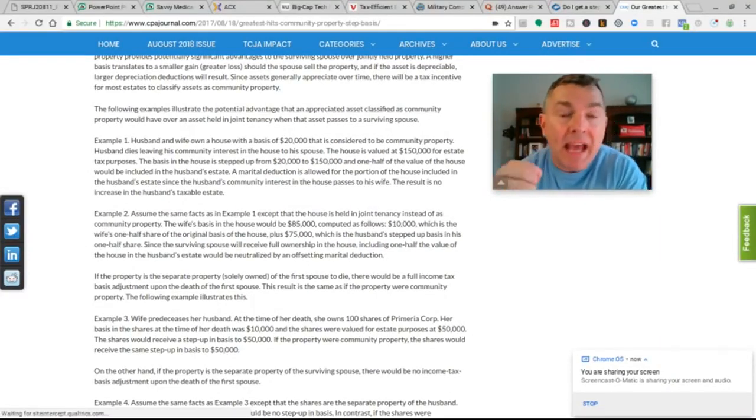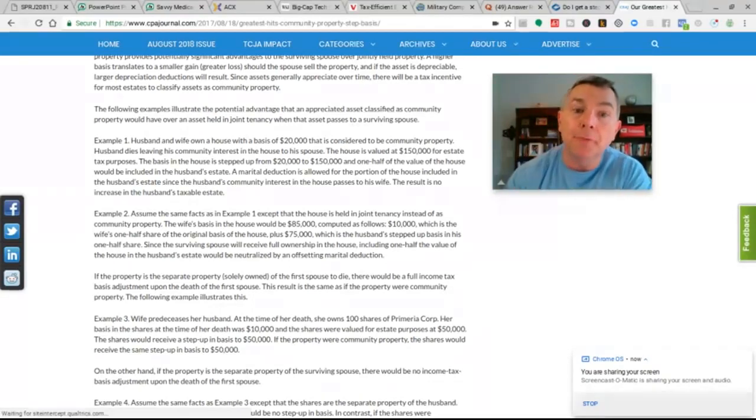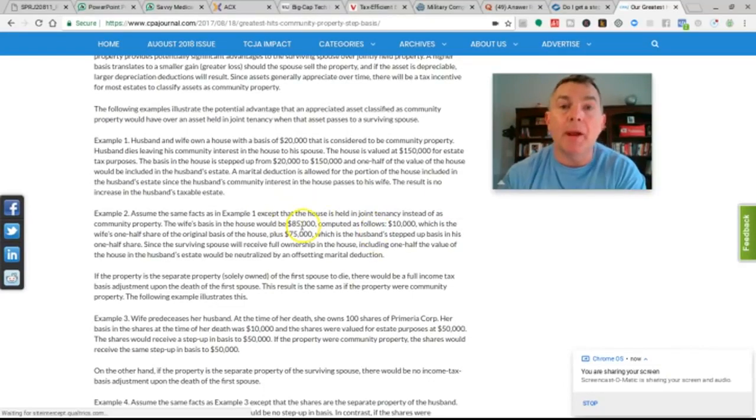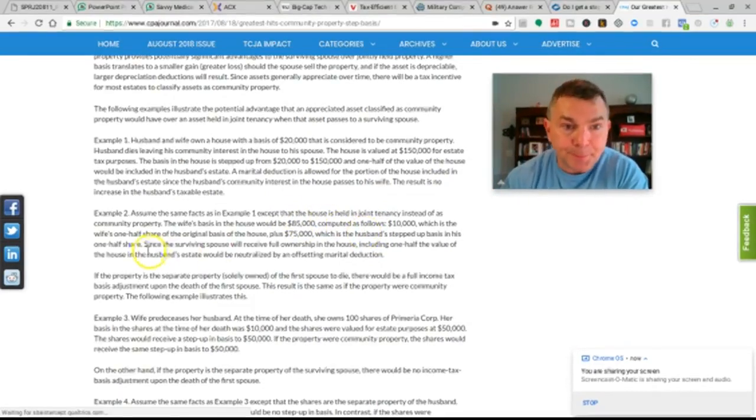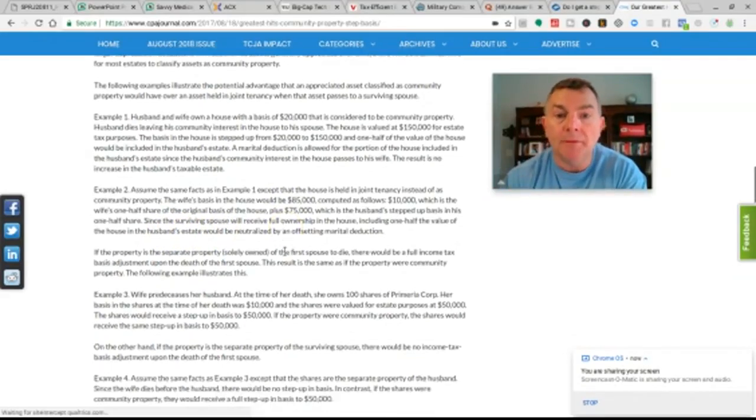At the end of the day, she still inherits any property, or he inherits from a spouse, without any estate tax. But the difference is her basis is now $85,000, the $10,000 she started with, plus half of the value at the date of death of the husband. Her basis is $85,000. Since the surviving spouse will receive full ownership of the house, including one half the value of the house, the estate would be neutralized by the offsetting marital deduction.